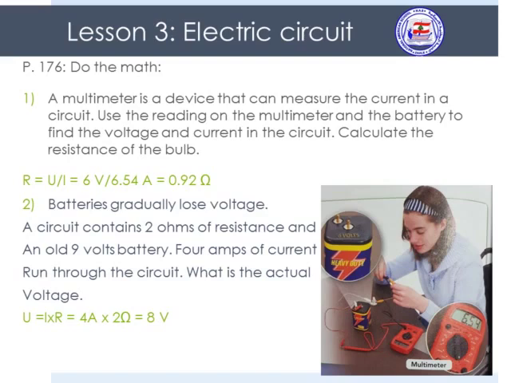Now we have to calculate the actual voltage. The actual voltage of the battery is the current that is passing through multiplied by the resistance. So the resistance is 2 ohm and the current is 4 amperes, which means that the voltage that the battery is giving is equal to 4 amperes multiplied by 2 ohm. We get 8 volts.